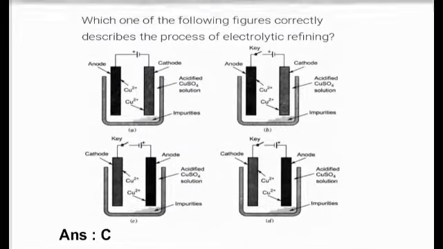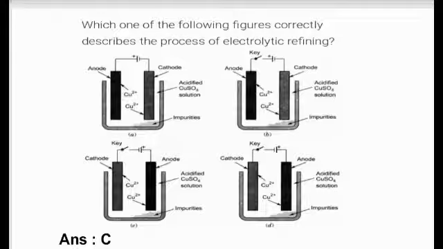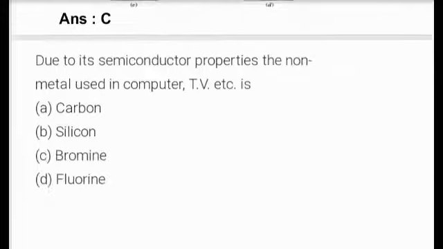Now here 4 diagrams are given to you, students. Which one of the following figures correctly describes the electrolytic refining? It is option number C. Here you have to see whether the cathode and anode are correct or not. So the correct option is C.